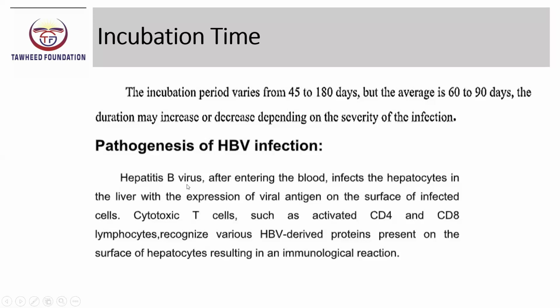Pathogenesis of HBV infection. Hepatitis B virus, after entering the blood, infects the hepatocytes in the liver with expression of viral antigen on the surface of infected cells. Cytotoxic T cells, such as activated CD4 and CD8 lymphocytes, recognize various HBV-derived proteins present on the surface of hepatocytes, which results in an immunological reaction.